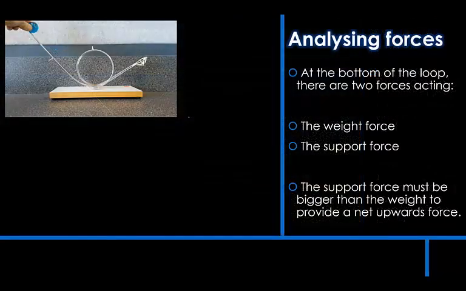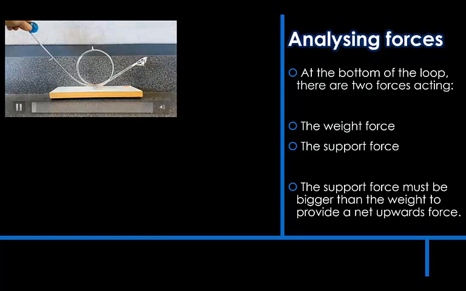Firstly, at the bottom of the loop, we have two forces acting, and they are the weight force and the support force. And, as we shall see, the support force must be bigger than the weight force to provide a net upwards force. So here, let's have a look at this. I'll try to pause it at just the right moment.